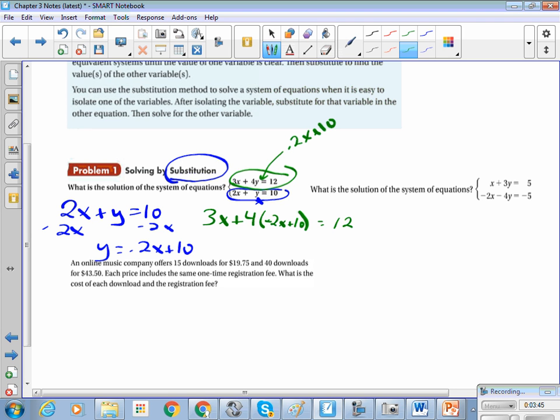All right, so all I have to do now is solve for x. I have one equation, one variable. I've known how to do this since pre-algebra in the 7th grade. So we're going to go 3x plus negative 8x plus 40 equals 12. I am going to combine my like terms, so 3x plus negative 8x is going to give me negative 5x plus 40 equals 12.